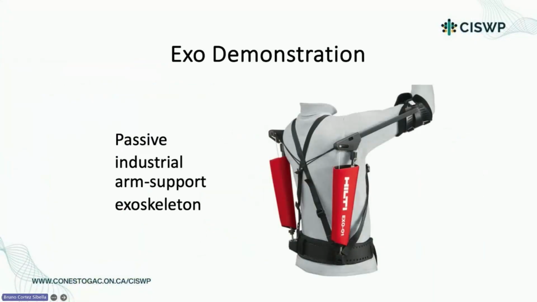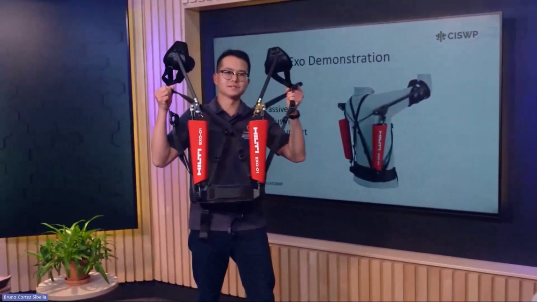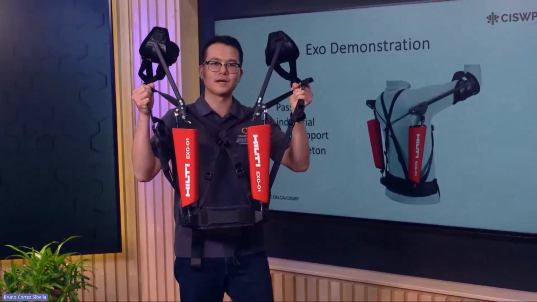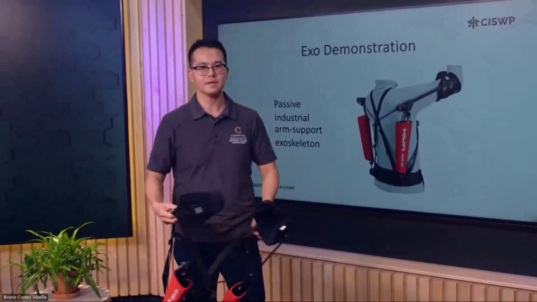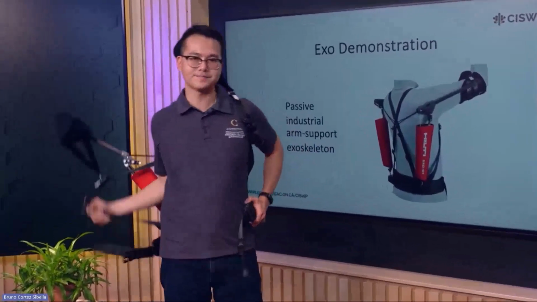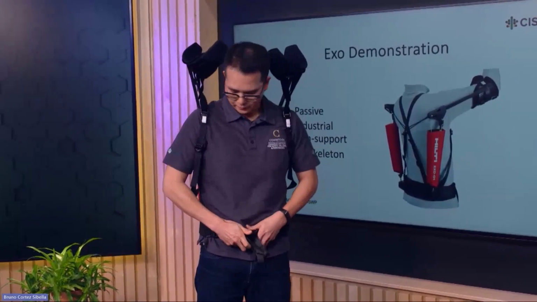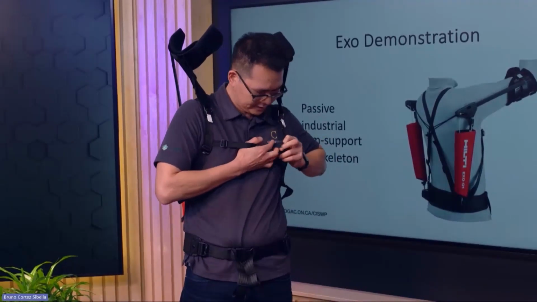Now, as an example, I brought with me the exoskeleton that we've tested out in the field. So this is the Hilti XO01 that was developed in collaboration with Autobach. It's a passive industrial arm support exoskeleton, and so it's supposed to support overhead work. So the way you put it on is similar to a hiking backpack. And there's a waist belt that clips on around your hips and a chest strap that goes across your chest.